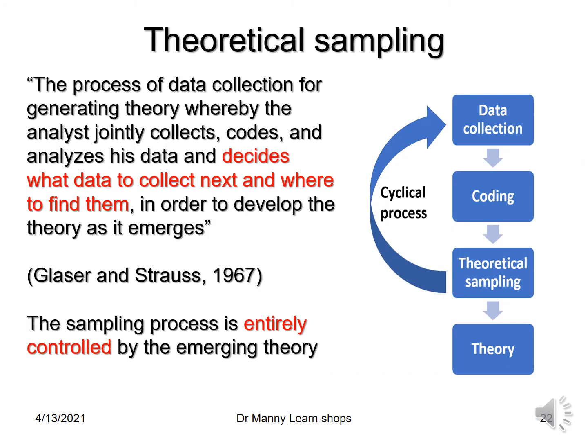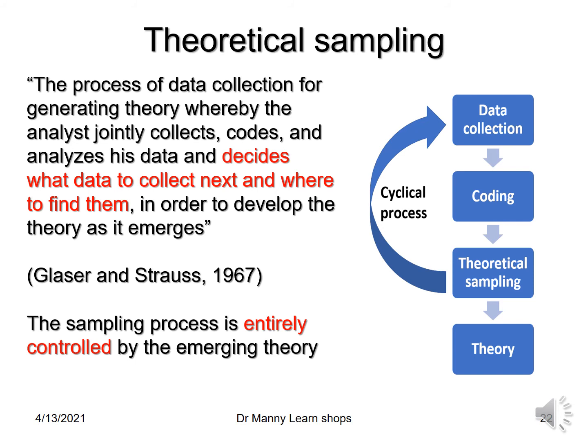Then you've got, as I mentioned previously, theoretical sampling. And theoretical sampling typically is used in grounded theory. And this is the process of data collection for generating a theory, whereby you, the analyst, collect, code, and analyze your data, and decide what to collect next and where to find them in order to develop the theory as it emerges. This is a quote from Glaser and Strauss, who are both grounded theorists. They developed the research methodology of grounded theory.